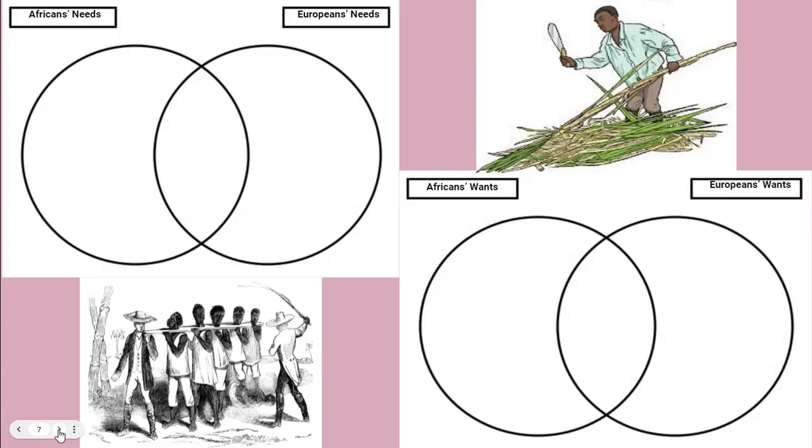They may have other needs which are not shared among both groups. So you're going to just list them in the correct sections here. And you're going to do the same thing for wants.